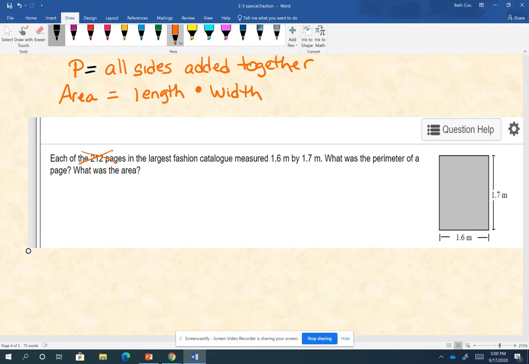Okay, here's our picture. We have measurements. It says what is the perimeter and what is the area. Okay, so the perimeter is all four sides added up. And remember, it's a rectangle. So if this one is 1.7, then this one's 1.7. This one's 1.6, this one's 1.6. And so the perimeter is going to be 1.6 plus 1.7 plus 1.6 plus 1.7.